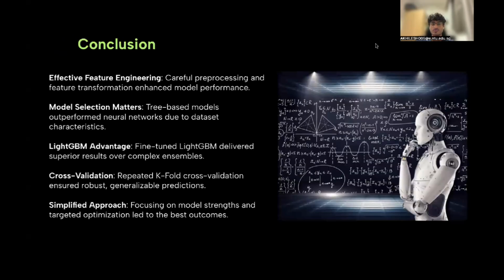To conclude, this project highlighted the importance of careful pre-processing and feature engineering, which improved model performance and interpretability. Tree-based models like LightGBM outperformed neural networks, which struggled with noise from irrelevant features. Simplicity, combined with fine-tuning, proved more effective than complex ensembles like stacking. Using repeated K-fold cross-validation, we ensured robust and consistent predictions.